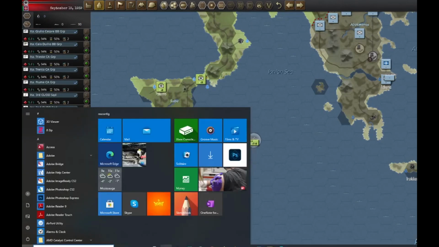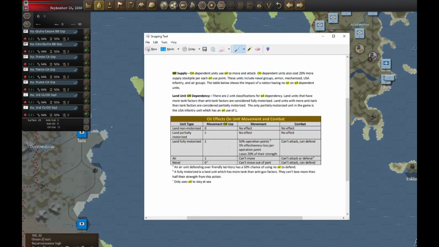Well, according to the manual, what should happen, and this is found on page 55, tanks themselves have 50% operational points. They lose 3% effectiveness per operational point, and they lose 20% of their strength. Also, they can't attack, but they can defend out of all of it. Air units can't move, so they won't be able to move. They can't attack or defend out of all of it. And when you look at naval units, they shouldn't be able to move out of port here. They can't attack, but they can at least defend.